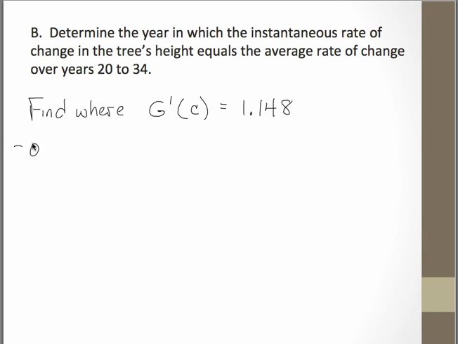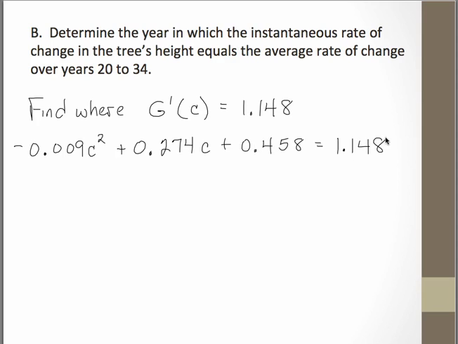If we go ahead and find the derivative, we'll have negative 0.009, and remember I'm going to use c, if you use t squared, that's okay, plus 0.274c plus 0.458, and that's equal to the 1.148. So we need to subtract that 1.148 over to the other side, because remember, if we're going to use the quadratic formula, this quadratic does have to be set equal to 0. So when we subtract that away, we get negative 0.69.